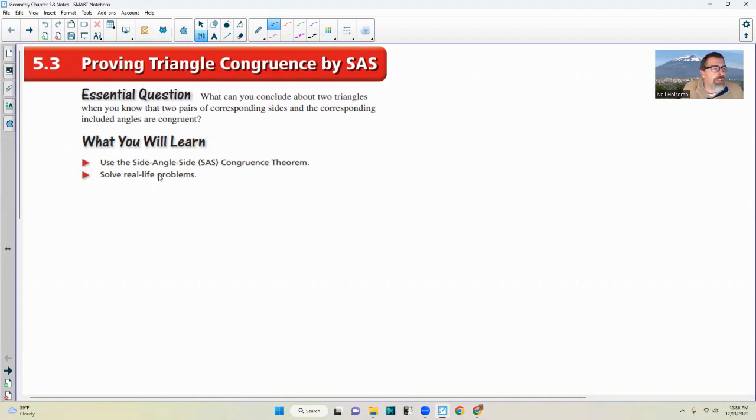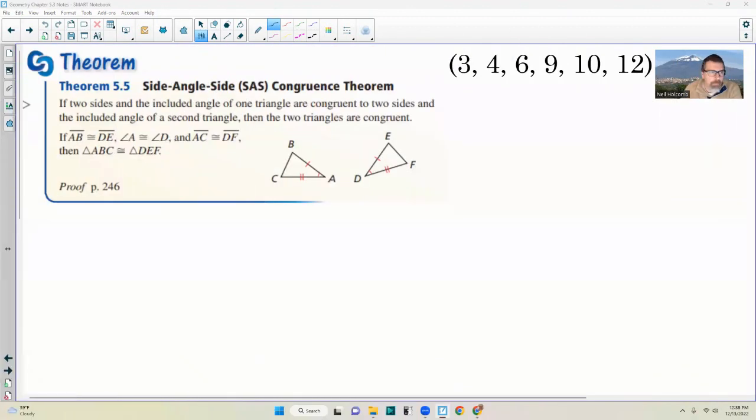So what you will learn in this chapter is to use the side angle side congruence theorem, SAS, and solve real life problems. So let's take a look at SAS. Theorem 5.5 is the side angle side congruence theorem. It says if two sides and the included angle of one triangle are congruent to two sides and the included angle of a second triangle, then the two triangles are congruent.